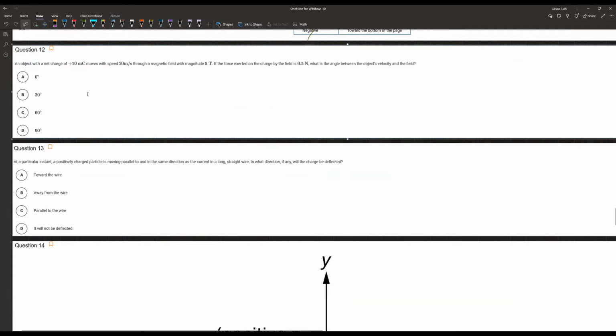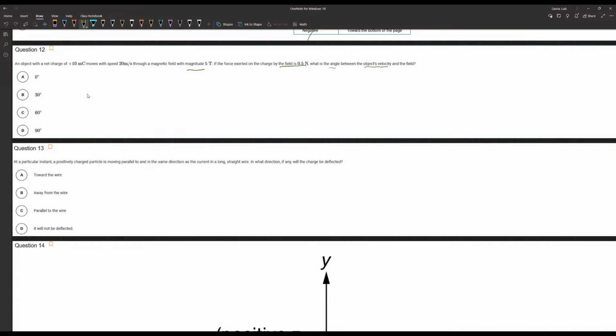An object with a net charge of 10 millicoulombs, positive, moves with a speed of 20 meters per second through a magnetic field of magnitude 5 teslas. The force exerted on the charge by the field is 0.5 newtons. And the question is, what is the angle between the object's velocity and the field?